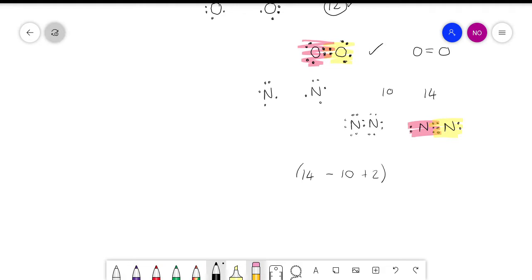Then that divided by 2 always gives you the amount of bonds that will form in between the 2 atoms. Hierdie is nie 'n chemie reël nie, maar dit werk. Jy kan net sê daar is 6 elektrone tussen hulle ook. Maar omdat ek hier by 3 uitgekom het, beteken dit is 'n trippelbinding.